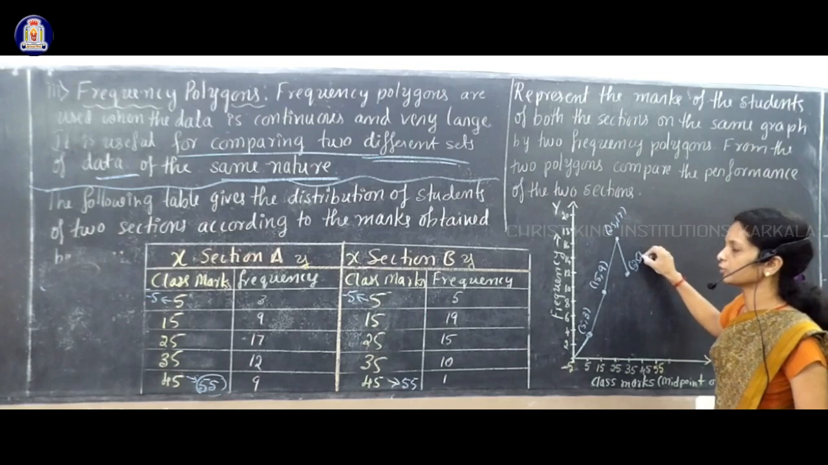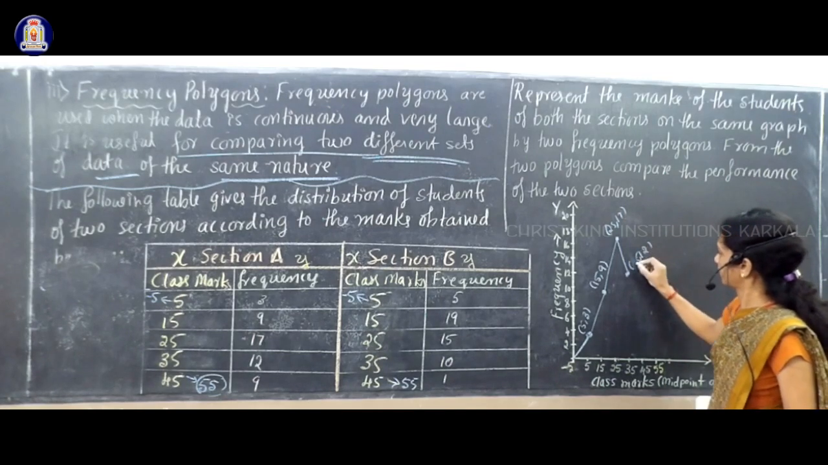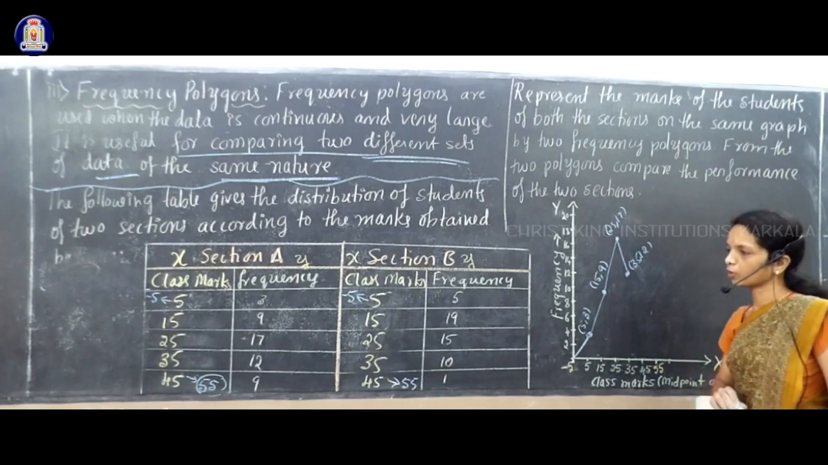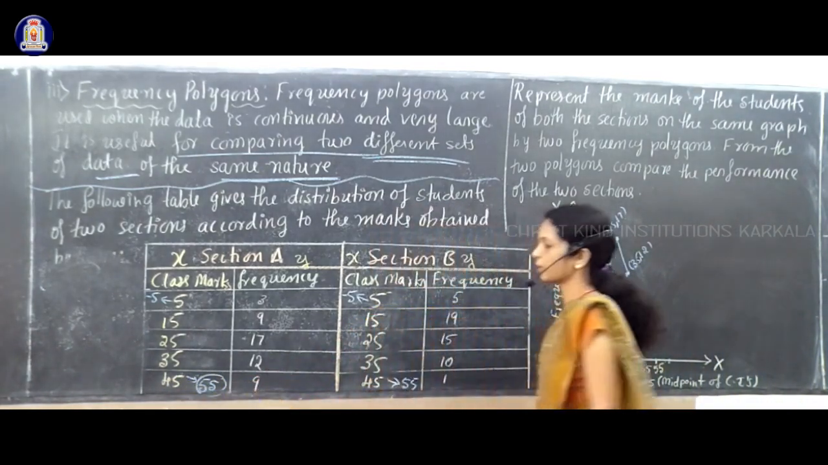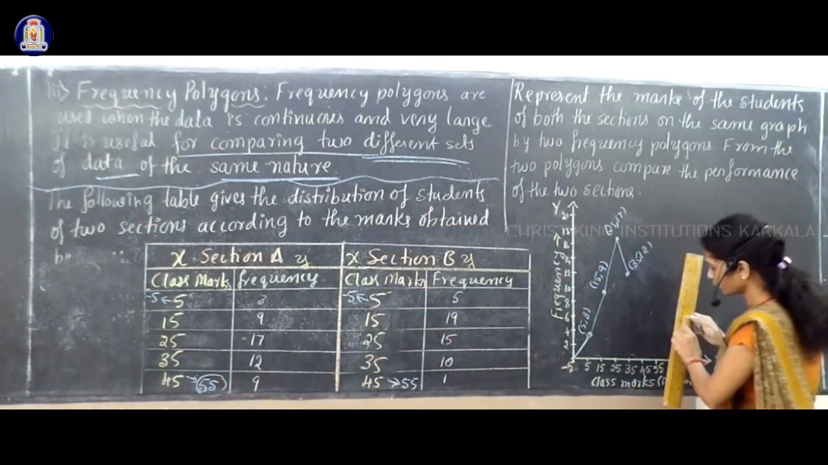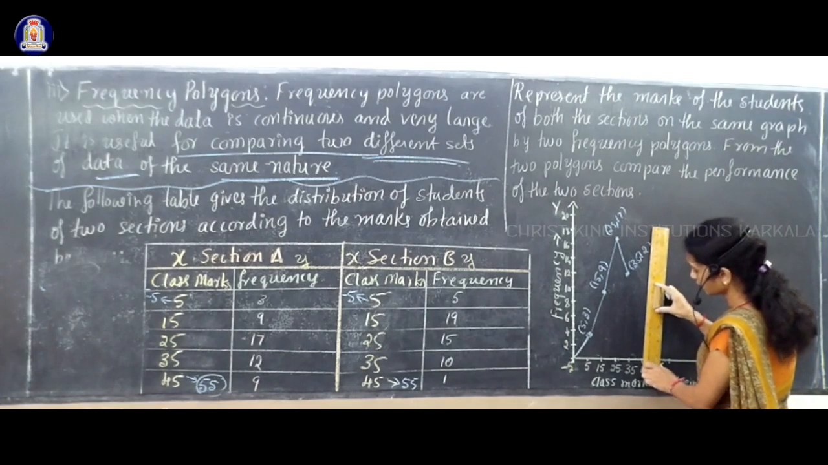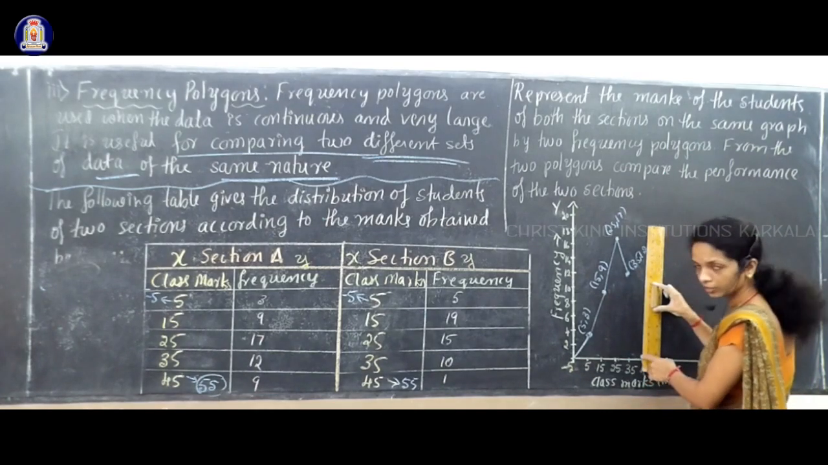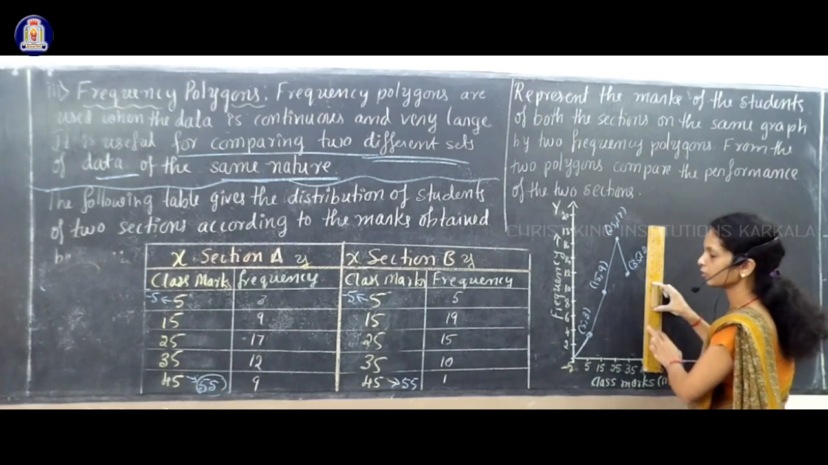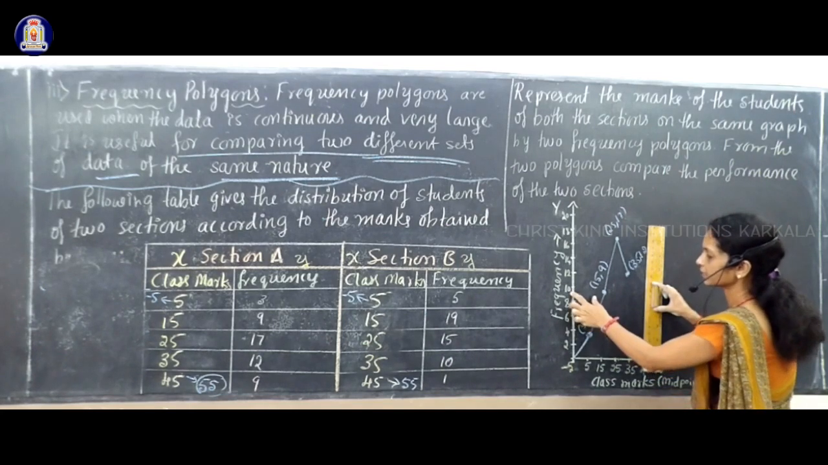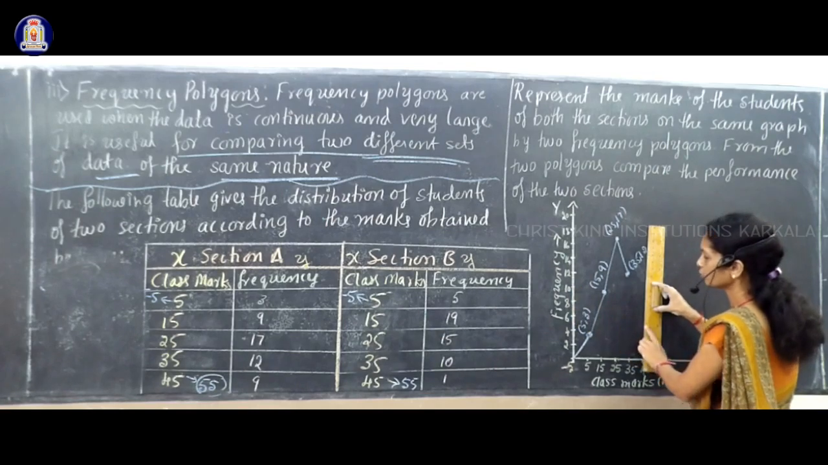35, 12. Okay. And the next and last point for section A is 45, 9. Means at 45 you have to keep your scale vertical. In your graph sheet you have a vertical line passing through 45. On that line you have to move up to 9 now. Exactly between 10 and 8 you have 9.